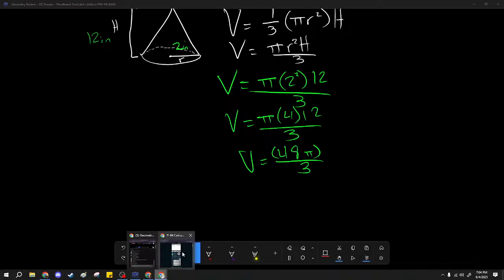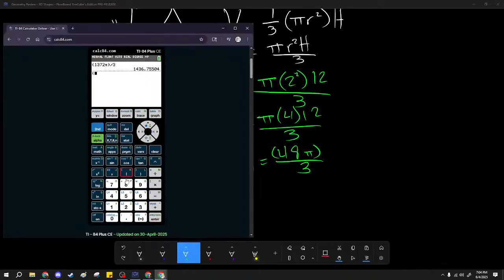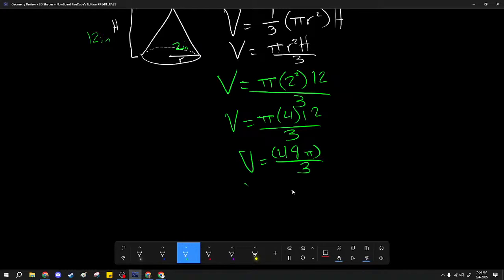So I'll open that up. Parentheses, 48 pi divided by 3. And I get that the volume of this cone is 50.27 inches cubed.